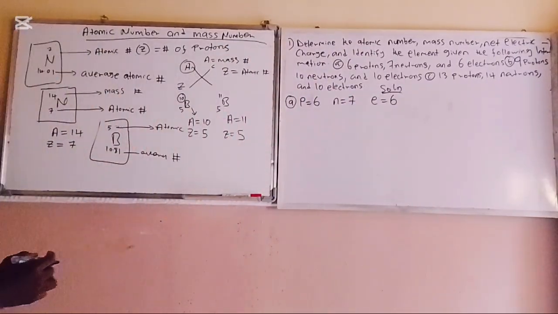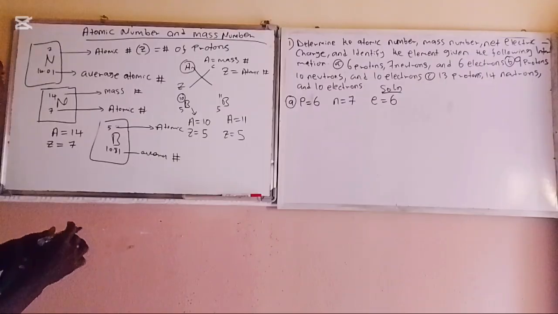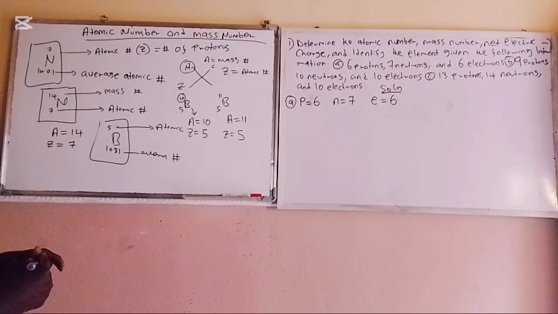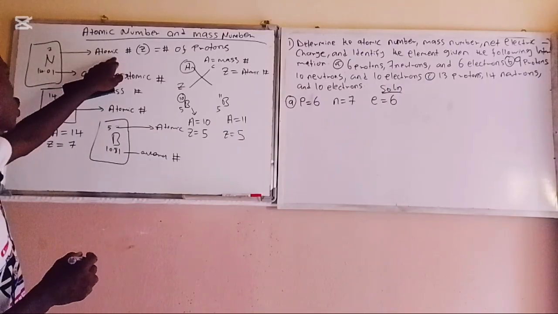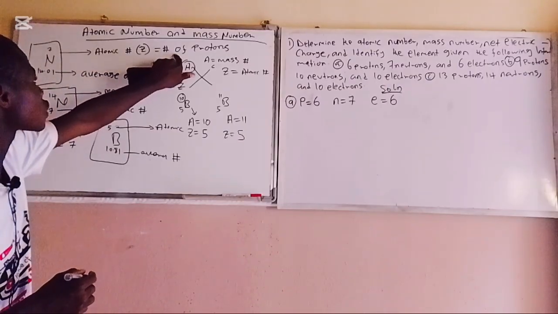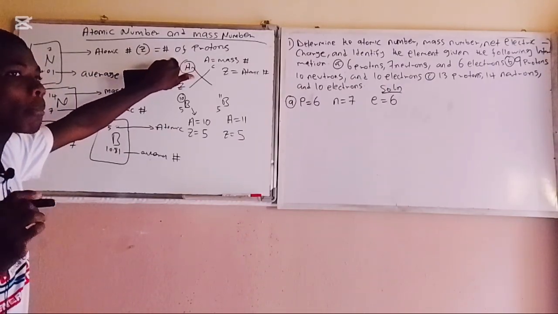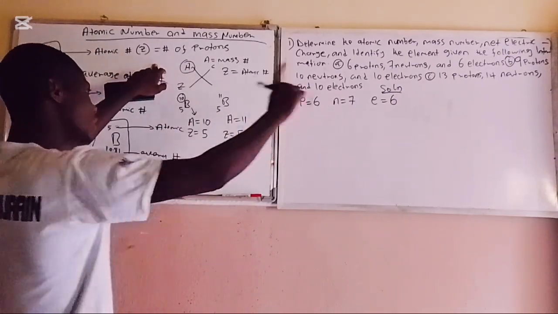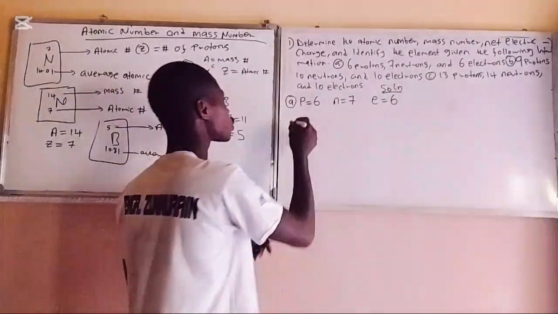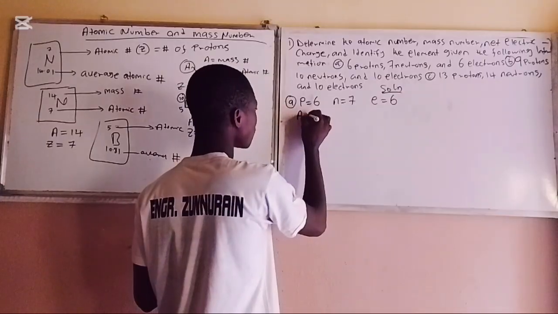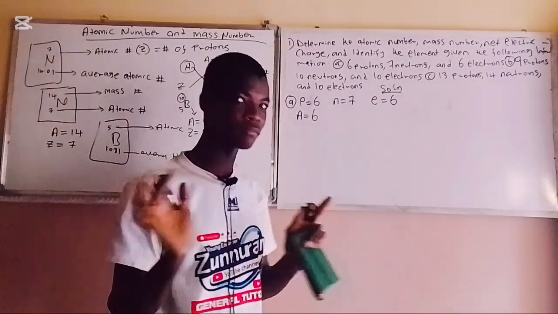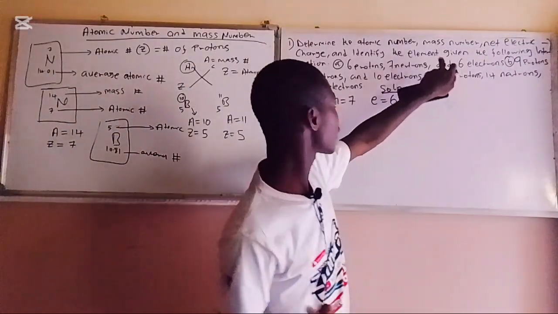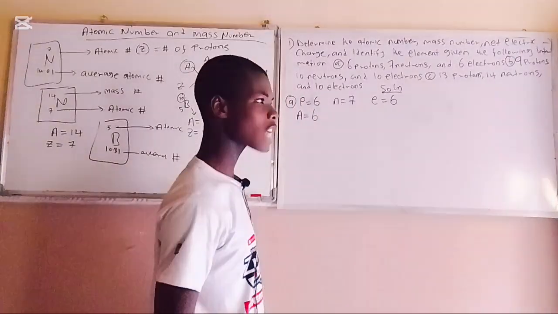As I said before, atomic number is equal to the number of protons. So the number of protons is the same thing as the atomic number. So for the first problem, the atomic number is 6. That's all, you are finished with the atomic number. What of the mass number?